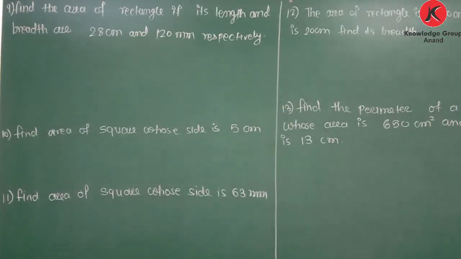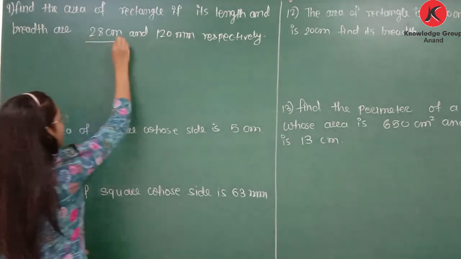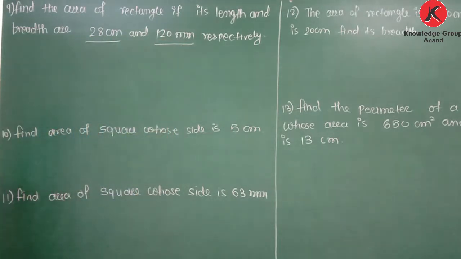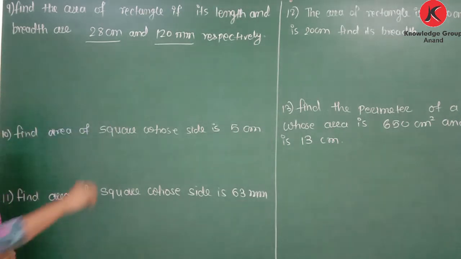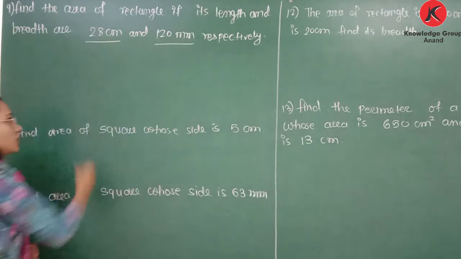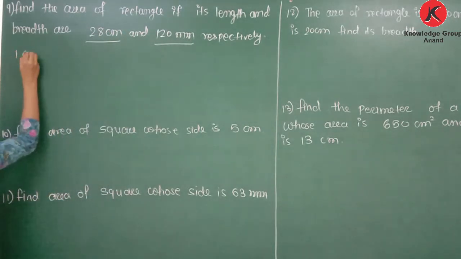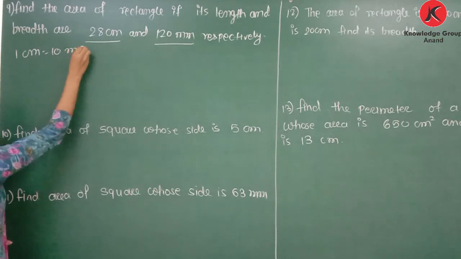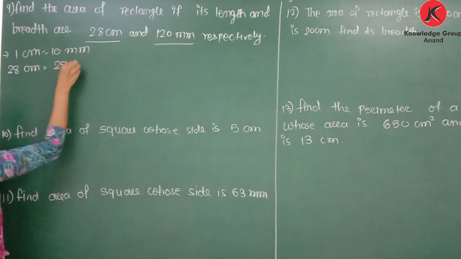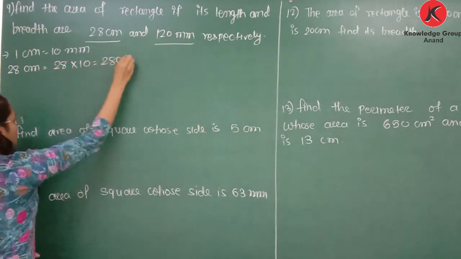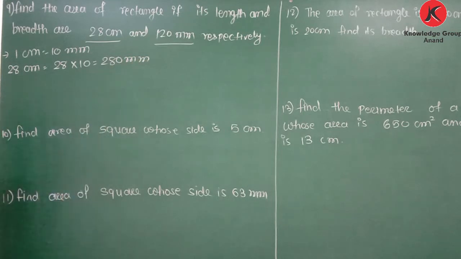Now next example. Find the area of rectangle if its length and breadth are 28 cm and 120 mm respectively. So here this length is given in centimeter and this length is given in mm. So we can convert centimeter into mm or mm into centimeter. So let's convert this centimeter into mm, it will be easy. So 1 centimeter is equal to 10 mm. You need to remember the conversion. So 28 centimeter is equal to 28 multiplied 10, 280 mm.